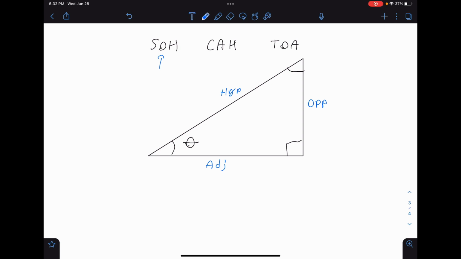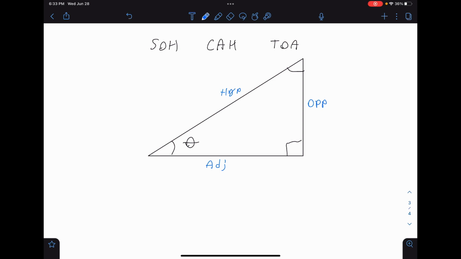So, if theta were in this corner, things would change. Let's say we're trying to find that angle, right? Adjacent would now be beside theta, and opposite would now be across from theta, right? It depends on the orientation of theta, but the hypotenuse stays the same. It's just the long diagonal of your right-angled triangle.